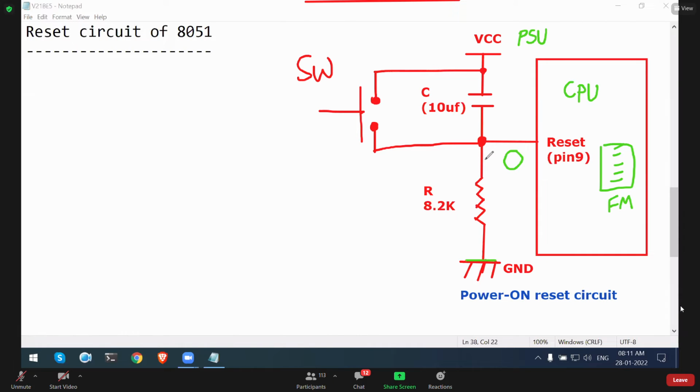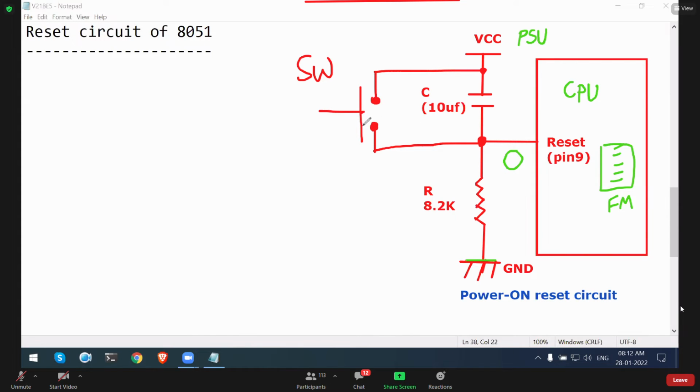As soon as you power on the board, the microcontroller will reset. Later on, in the middle, if you want to reset the microcontroller manually, you press the reset button. Okay, so if you are using only power on reset, then you have to power off and on the board every time if you want to reset the microcontroller.